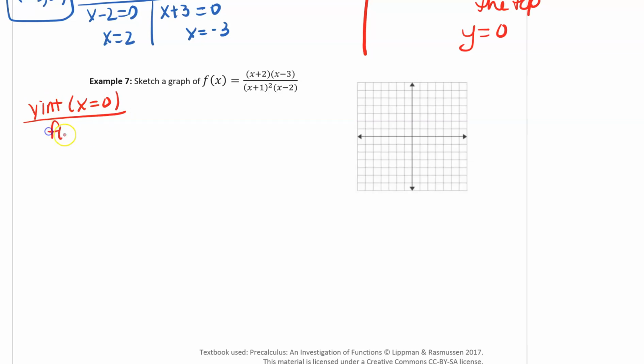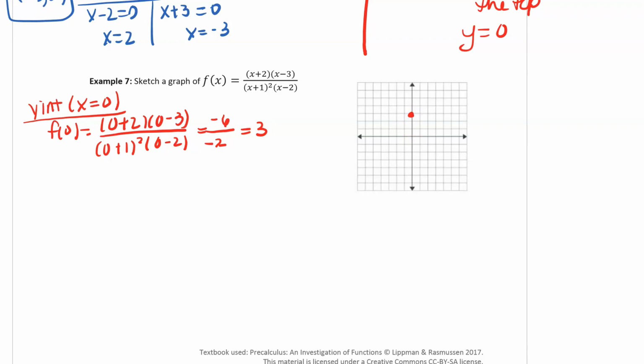Setting x equal to 0, I get f of 0 equal to 0 plus 2, 0 minus 3, all over 0 plus 1 squared, 0 minus 2. So let's see, that gives me a negative 6 on top, a negative 2 on bottom, so 3. So I would have a y-intercept at 0, 3.